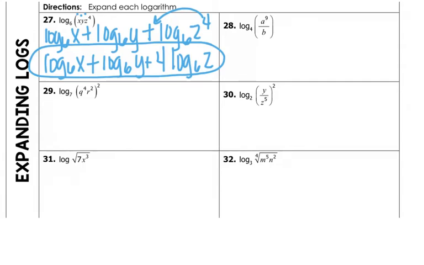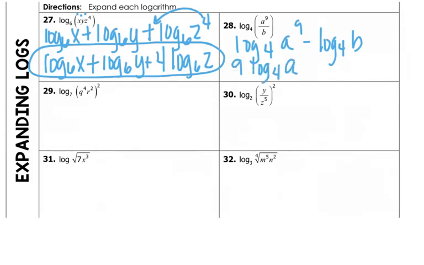Okay, for number 28, the same as before, we were talking about your properties, okay? So these two are dividing, which means when we expand them, they're actually going to subtract. So we have log base 4 of a to the 9th minus log base 4 of b. So from there, we're going to move your exponent to the front like we did on 27. So we get 9 log base 4 of a minus log base 4 of b. And that is your final answer because there's nothing else there that you can expand.